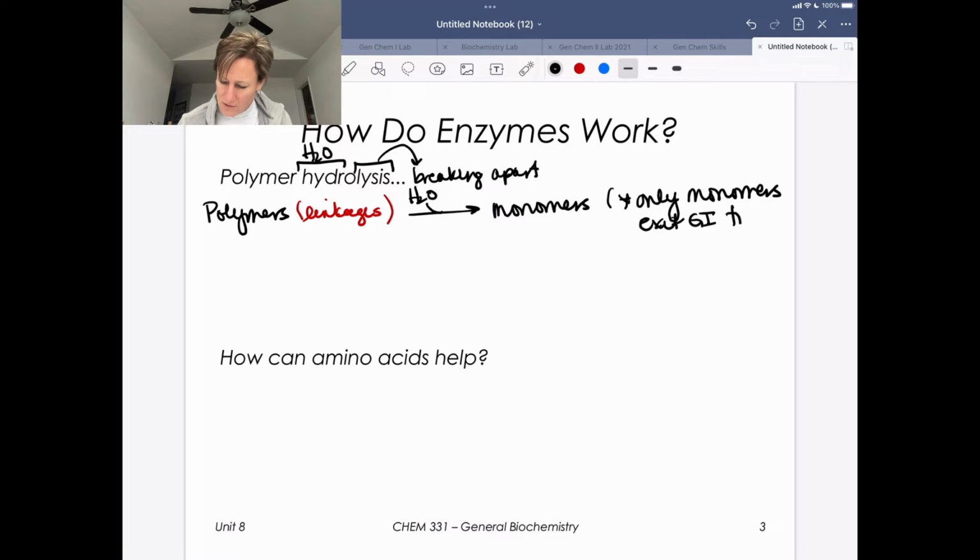Okay, so let's do a little review here about the 3 polymers that we're going to talk about. We've got carbohydrates, we've got nucleic acids, which really are DNA, but we're focused on RNA hydrolysis here. And then we're going to have proteins. So those are the 3 polymers that we're going to talk about.